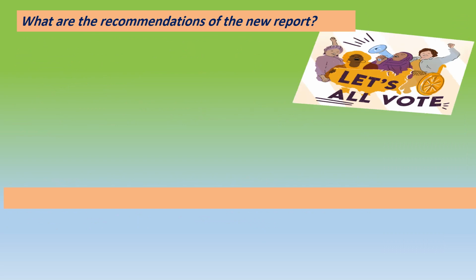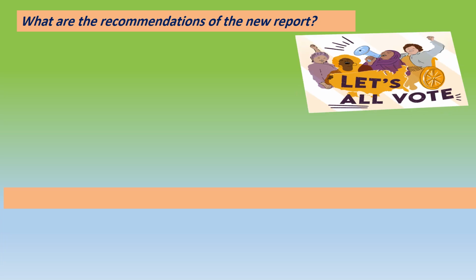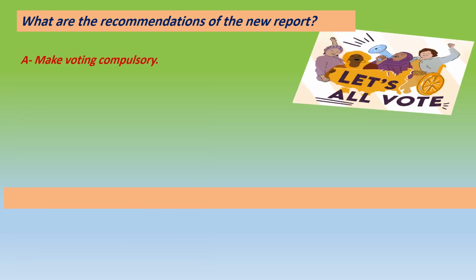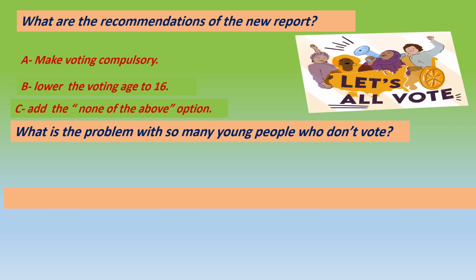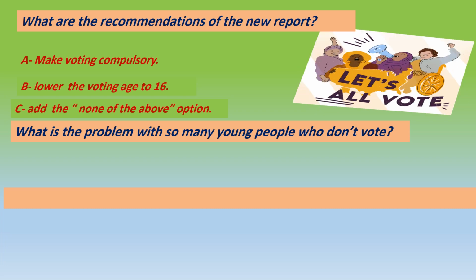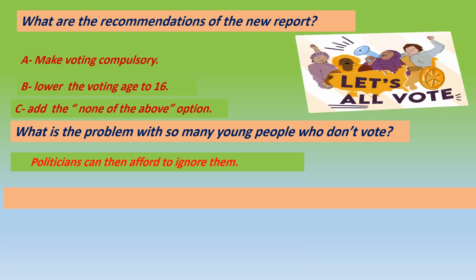Let's examine our understanding of the second paragraph. What are the recommendations of the new report? Make voting compulsory. Lower the voting age to 16. Add the none of the above option. What is the problem? So many young people who don't vote. What is the result? Politicians can then afford to ignore them.